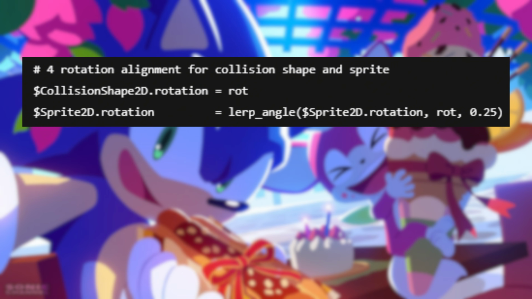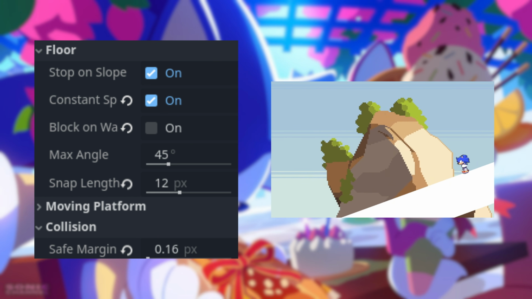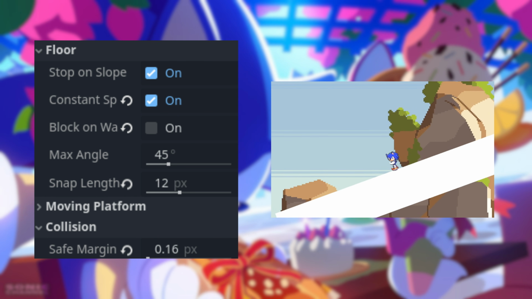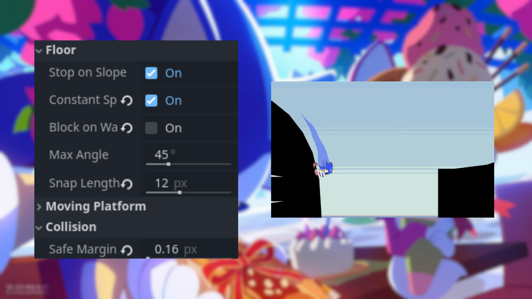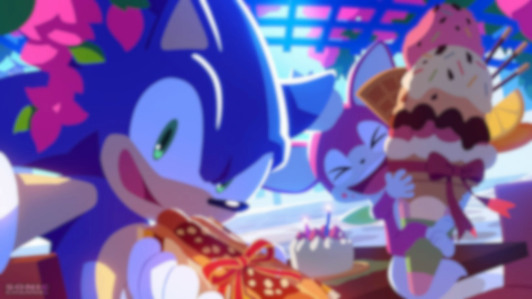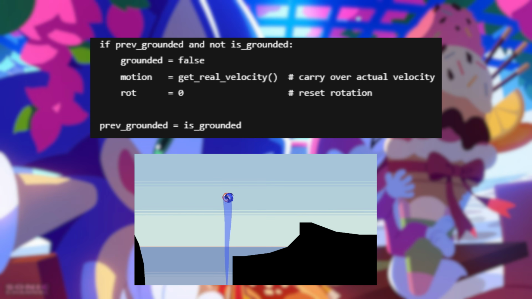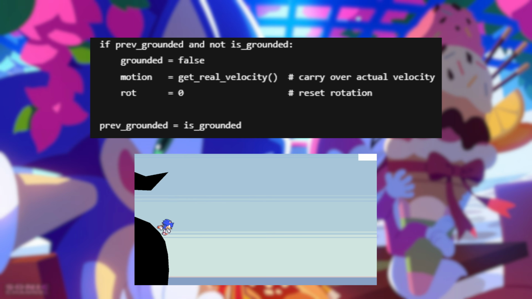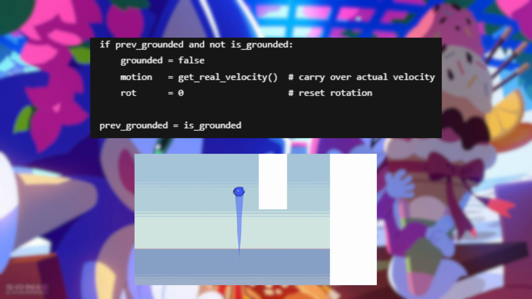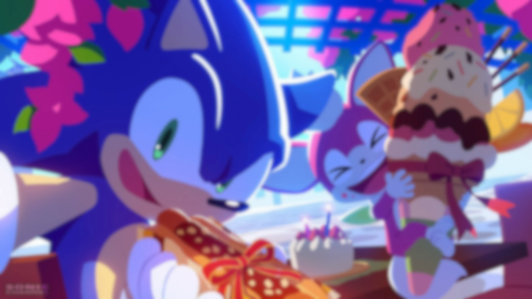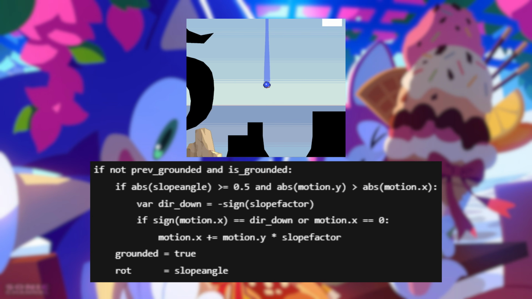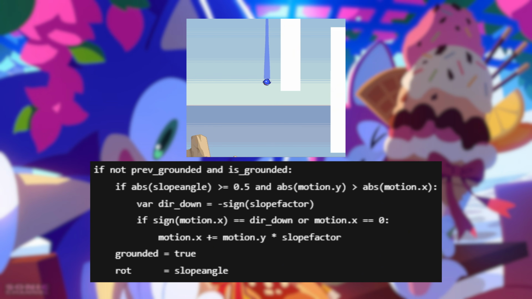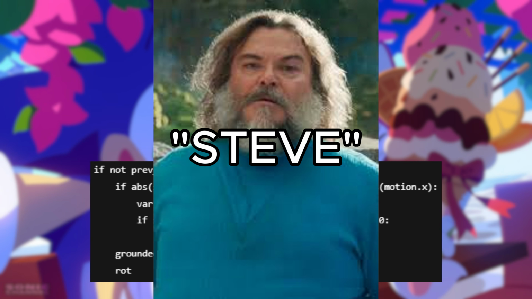Something that does help with this are two variables I found in the character body, max angle and snap length. Adjusting these, I was able to find a sweet spot that allowed Sonic to stick to the floor easier depending on the tilt. Now if Sonic is going at these high speeds, I want him to preserve his momentum. So the moment Sonic leaves the floor, I need that velocity to be kept. I'm also going to rotate Sonic back to his original upright orientation while in midair. And whenever you're in midair, we want to convert some of that falling speed into your running speed if the slope you're landing on is steep enough.